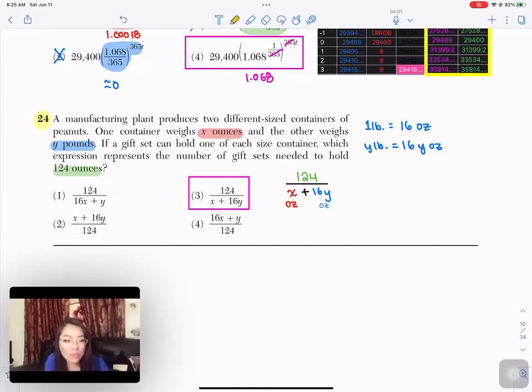A container weighs X ounces, right? So they have two buckets. You got a bucket that weighs X ounces, and you have a bucket that weighs pounds. And then you just have to go to your reference sheet and say, okay, how many ounces are in a pound? It's 16 ounces equal 1 pound. Well, if there's Y pounds, there's 16Y ounces. So now that they're in the same units, we do 124 divided by X plus 16Y, and that's your answer. That's pretty much that.